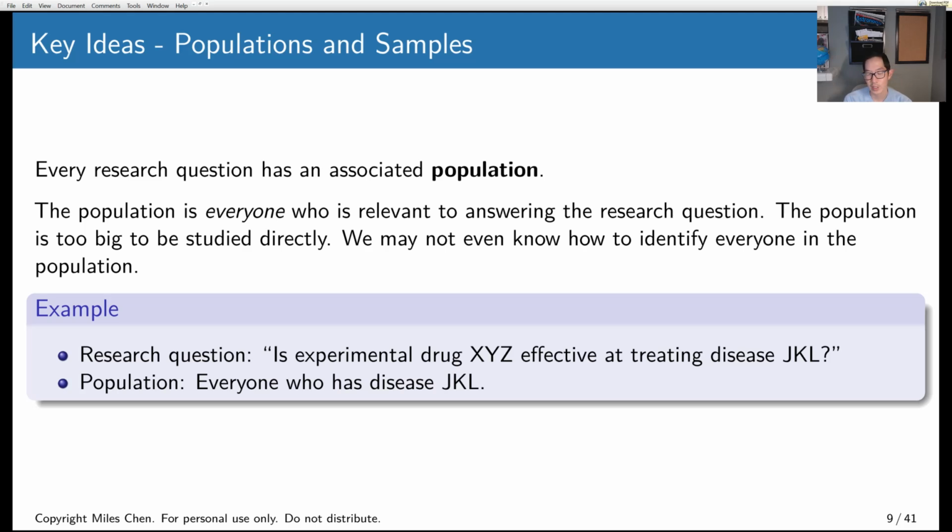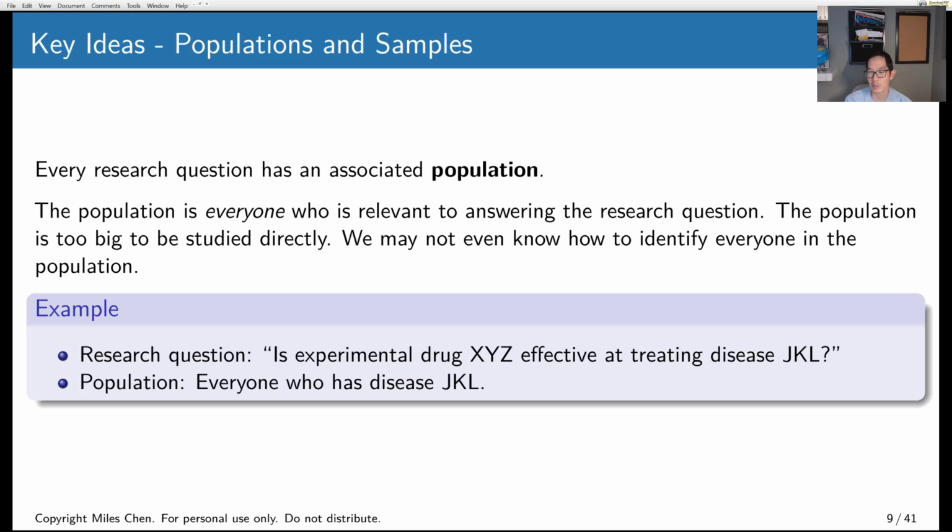So, for example, let's say you're interested in whether some experimental drug, XYZ, is effective at treating some disease, disease JKL. The population there is everybody with disease JKL, but there's no way to track down every single person who has this disease. Even if you did, there would probably be too many people to study all of them. Again, no way to track everyone down. Probably a lot of people don't even know they have this disease.